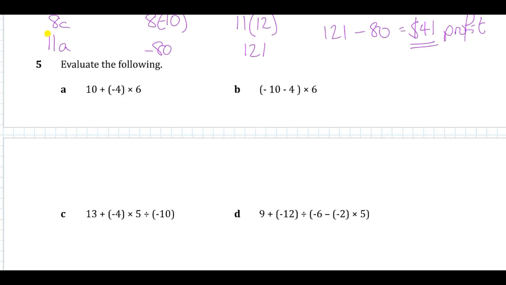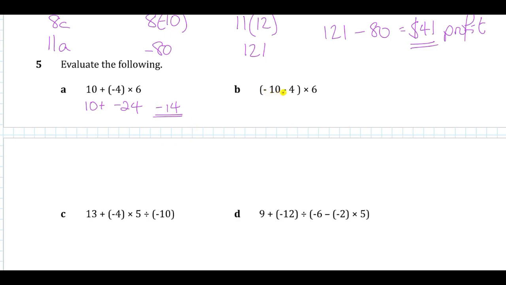Evaluate the following. We're looking out for anything to do with BODMAS. Working from left to right, 10 plus negative 4 times 6. Brackets and multiplication first. Negative 4 times 6 is negative 24. 10 take 24 leaves me with negative 14.